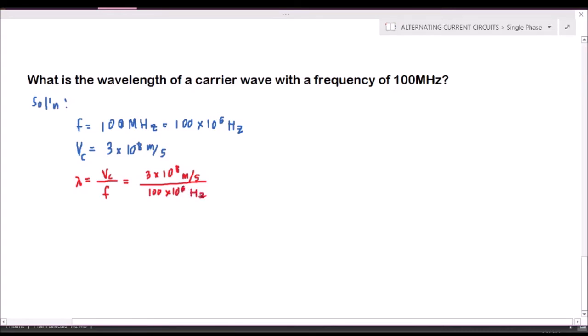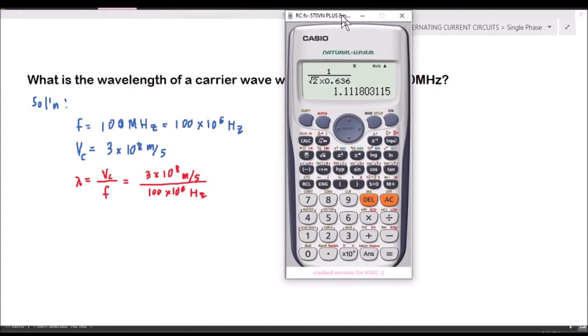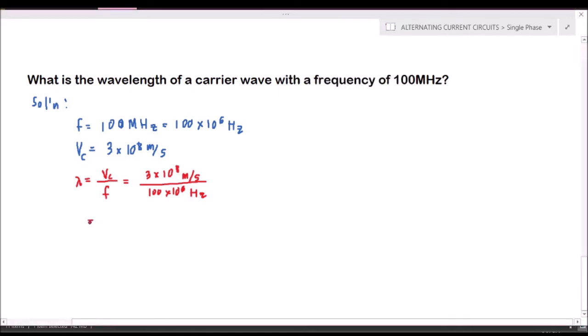hertz. Okay, so we could use our trusty calculator to solve for this one. So we have 3 times 10 to the power of 8 over 100 times 10 to the power of 6, and this is equal to 3. So our wavelength is equal to 3. So our unit is in meters per second and in hertz, so the unit for our wavelength will be in meters, and this is now the answer to the problem.